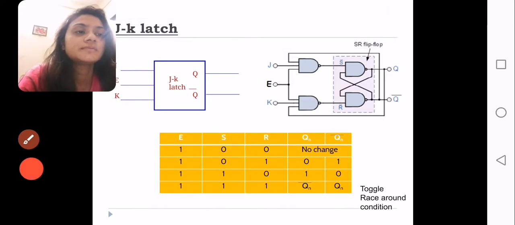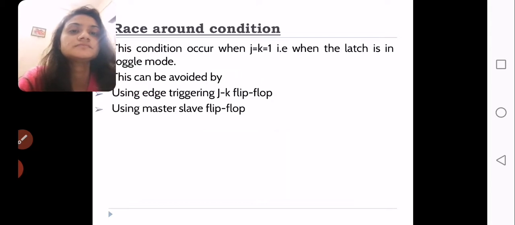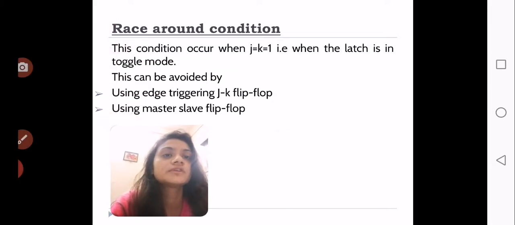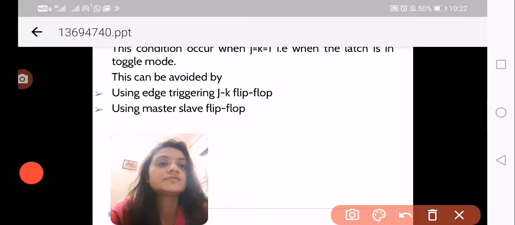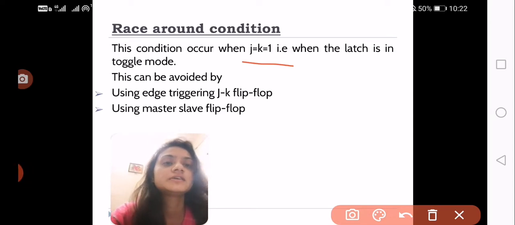In this flip-flop, the race around condition will be there, but it can be overcome by adding some additional logic gates. The race around condition is the most important thing to know while studying flip-flops. When the value of J and K are both 1 1, the latch is in toggle mode. This can be avoided by edge triggering the JK flip-flop or using a master slave flip-flop.